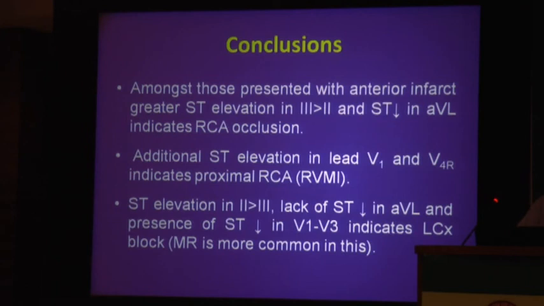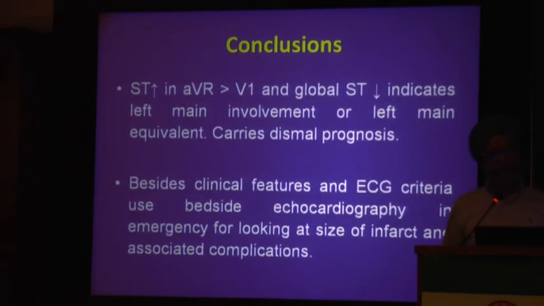Amongst those with inferior infarct, I'm sorry, this is like greater ST elevation in 3 more than 2 and ST depression in AVF indicates a right coronary artery block. And ST elevation in 2 more than 3, lack of ST depression in AVL, and presence of ST depression in V1, V2, V3. This indicates a circumflex block. It is a rather longish actually topic, so I'm sorry.